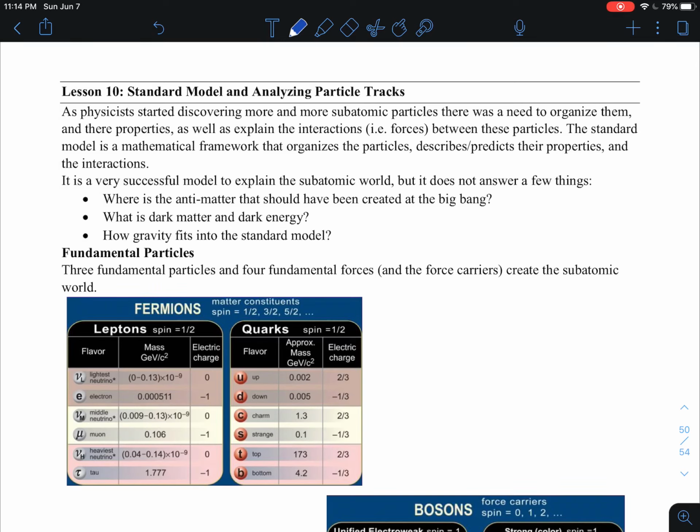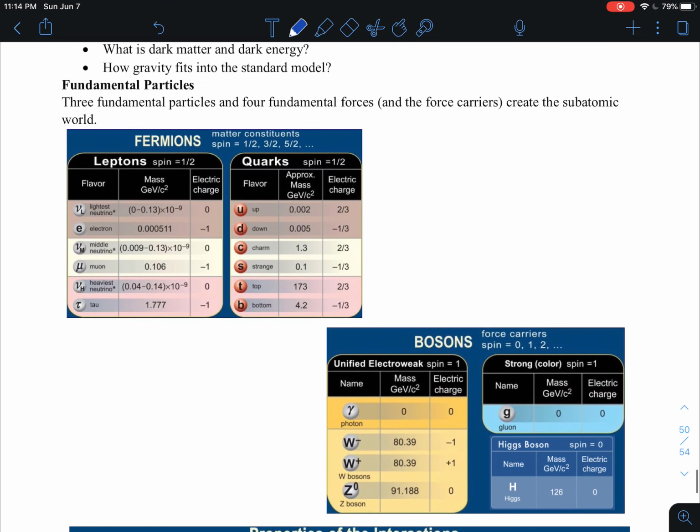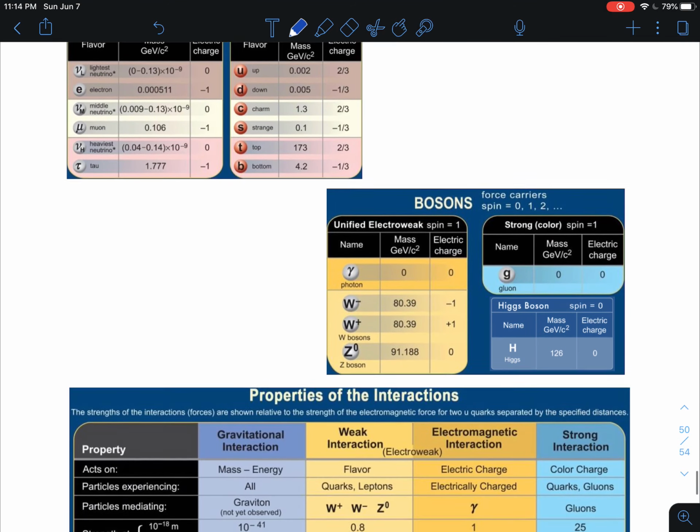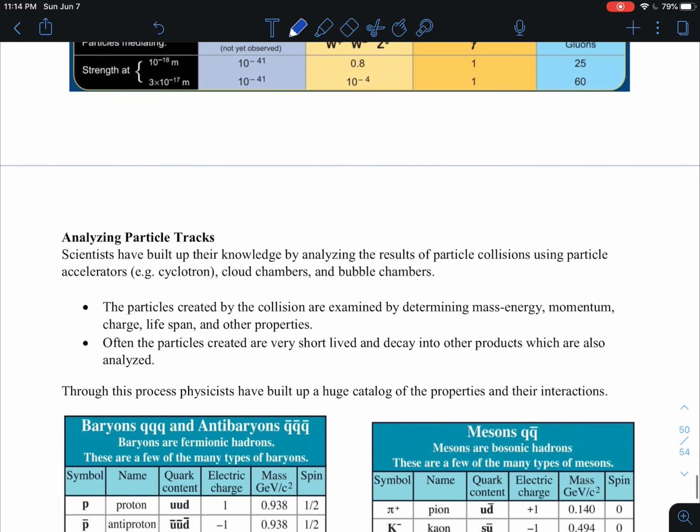All right, lesson 10, standard model and analyzing particle tracks. We're not going to worry too much about the standard model. We won't be testing this, but if you want to read through it, that's great. We're going to focus most of our time on analyzing the particle tracks. So feel free to read through this, but once again, I will not be testing on this material.